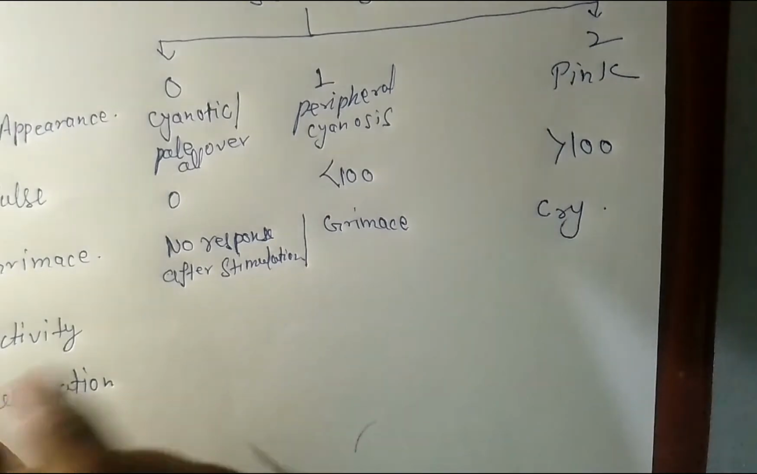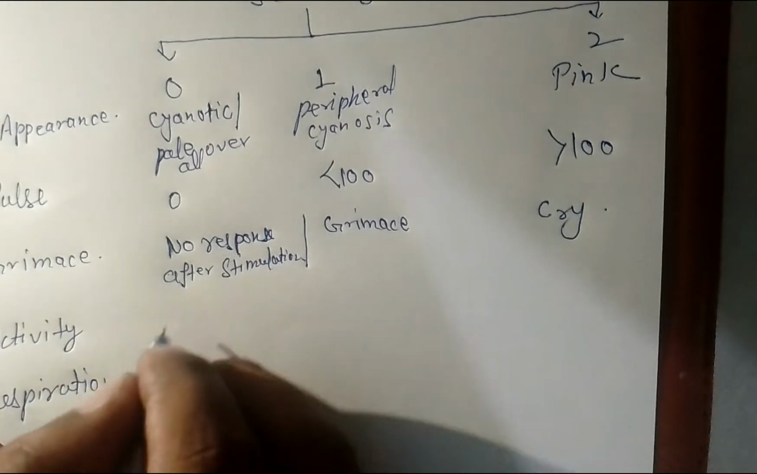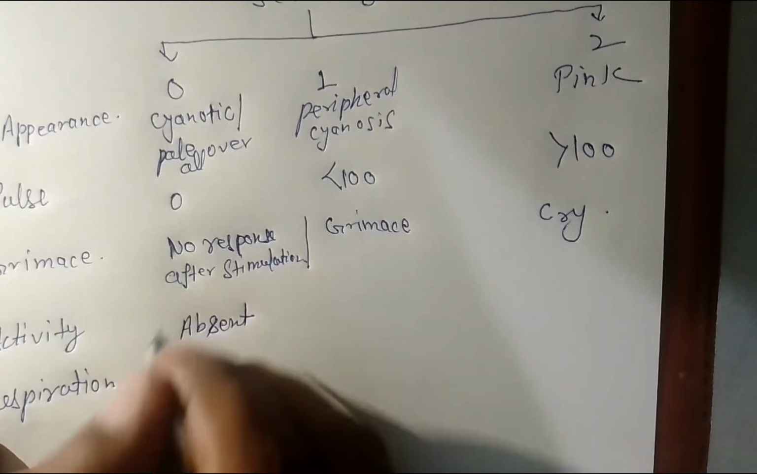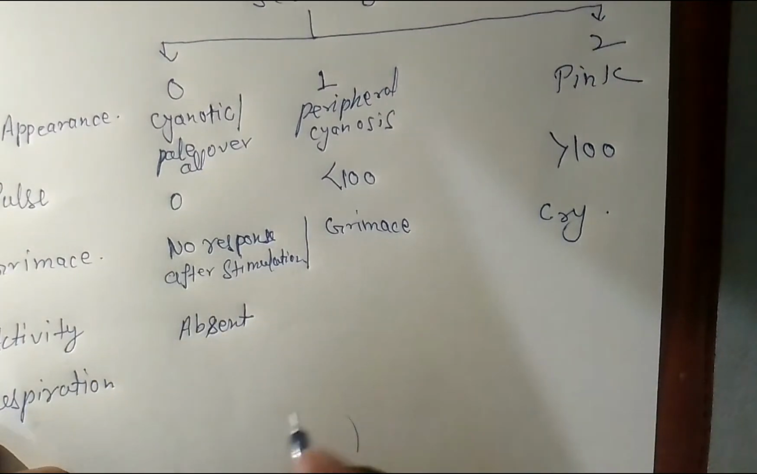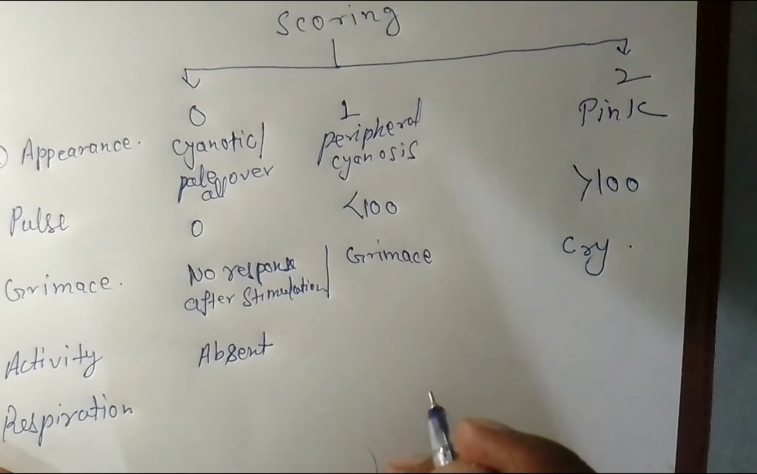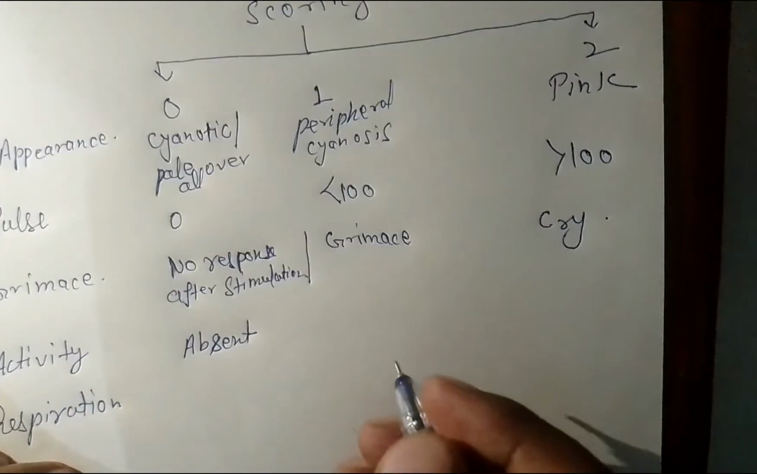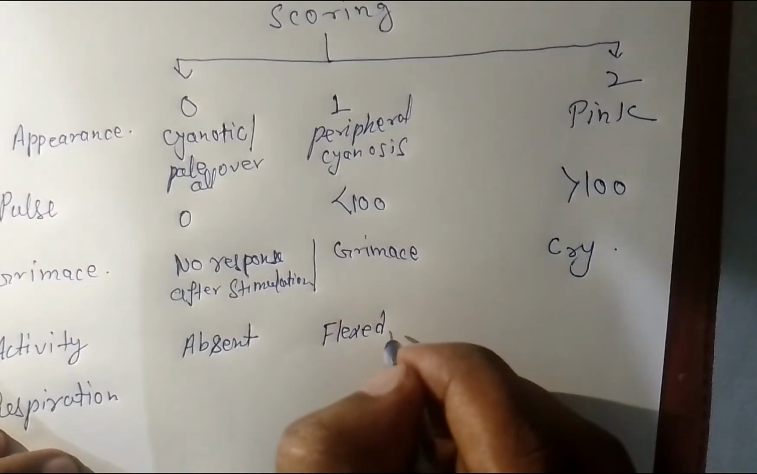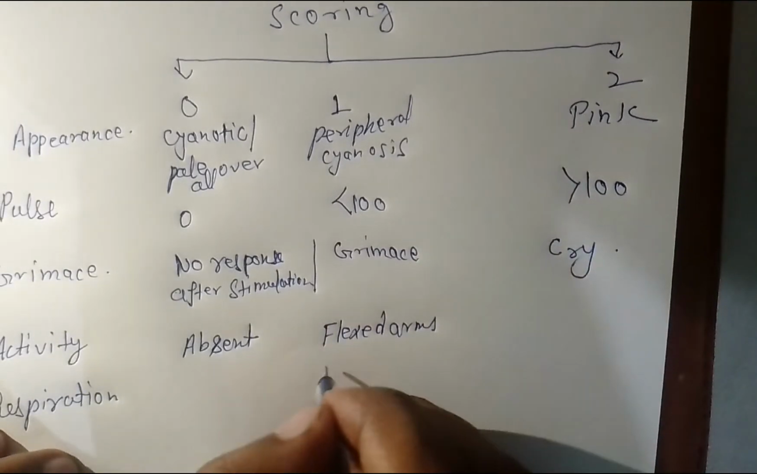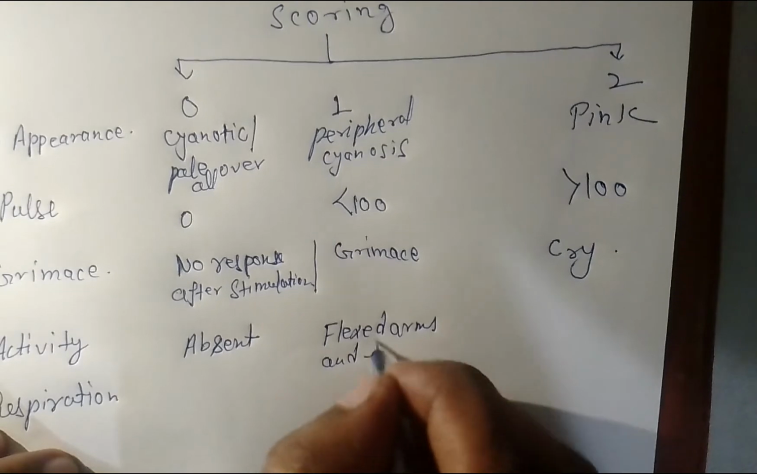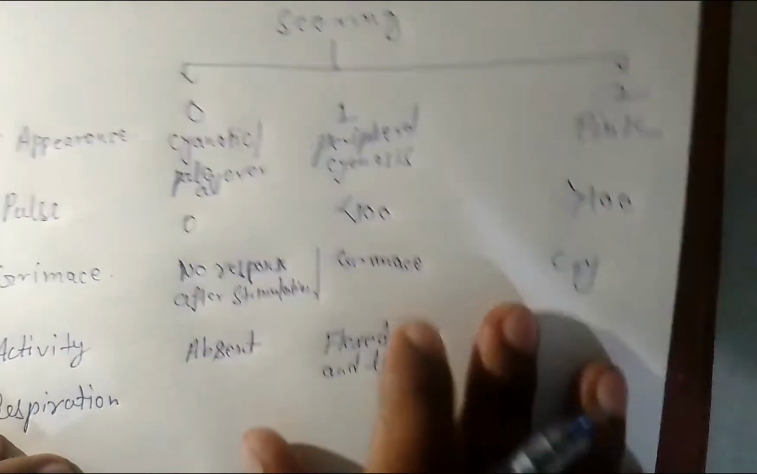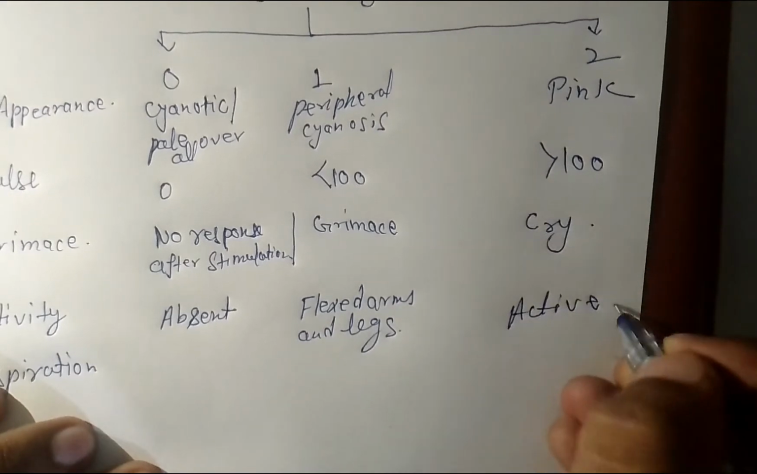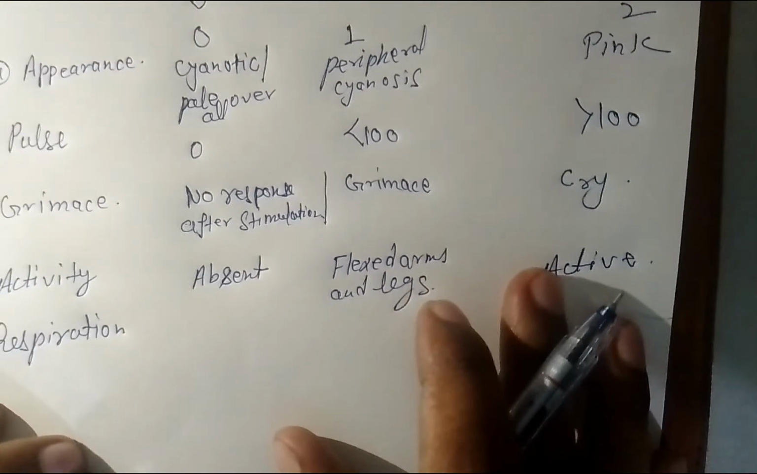We can check activity. If activity is absent, the score will be 0. If the baby flexes arms and legs, it will be 1. And if the baby is active, the score will be 2.